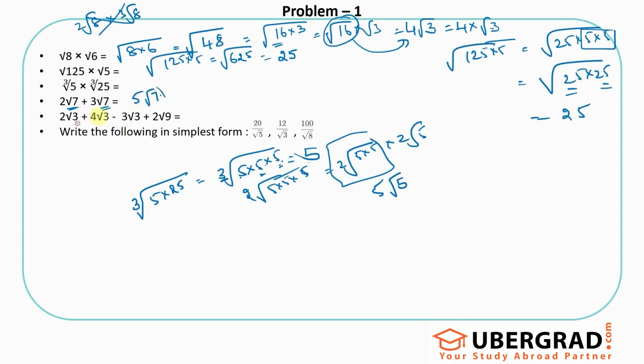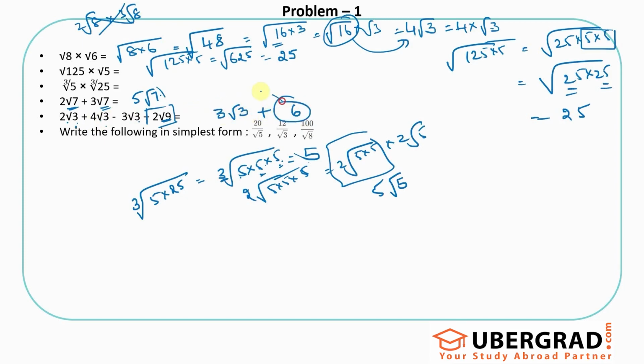2 root 3 plus 4 root 3 minus 3 root 3 plus 2 root 9. I cannot add them all, right? Because they are root 3, same, but this is different. And if you remember, root 9 is 3. So 2 root 9 is nothing but 2 threes are 6. So 2 root 3 plus 4 root 3 is 6 root 3. Minus 3 root 3 is 6 root 3 minus 3 root 3 is 3 root 3 plus 6.